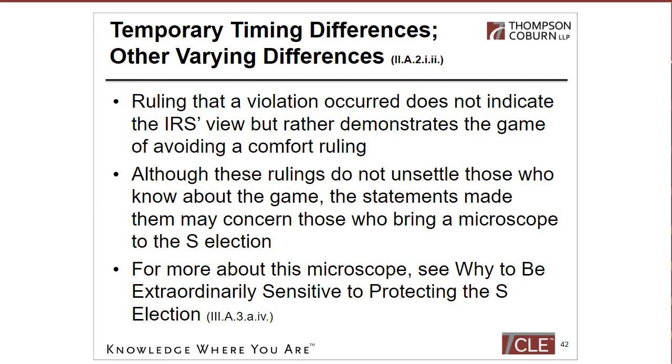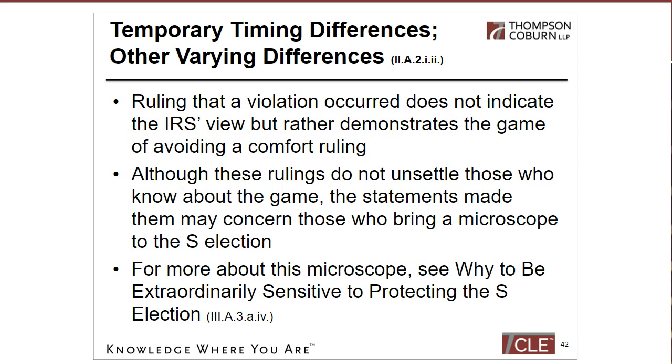So they can be unsettling if you don't know what's going on here, but when you know what's going on here, it's really kind of a made up busting of the S election, because the taxpayers just want to get this comfort. If you know that it really is not a busting of the election, but just something to give taxpayers comfort when they figured out they had a problem and want to fix it, they want to get IRS blessing, then you might not be as concerned with some of these recent rulings. So always look to see whether the taxpayer represented that the disproportionate distribution was a busting of the S election, or whether the IRS itself actually said it was. And you'll find, like, every single time that the taxpayer is representing that they busted the S election.